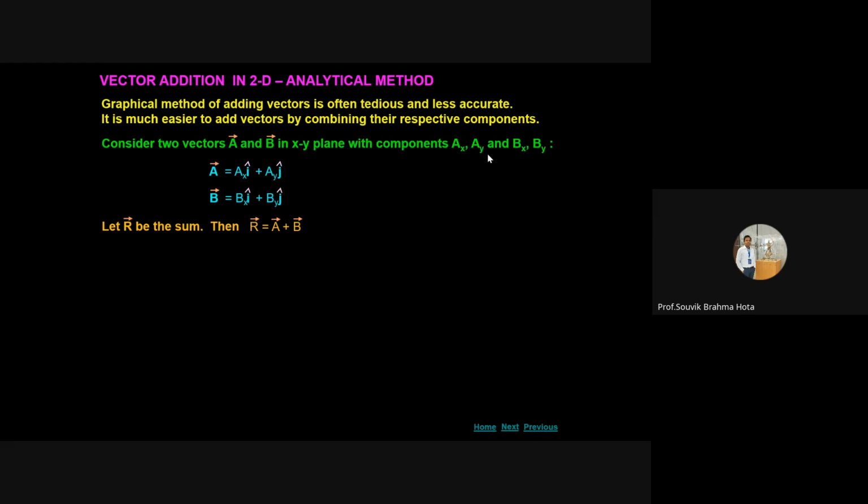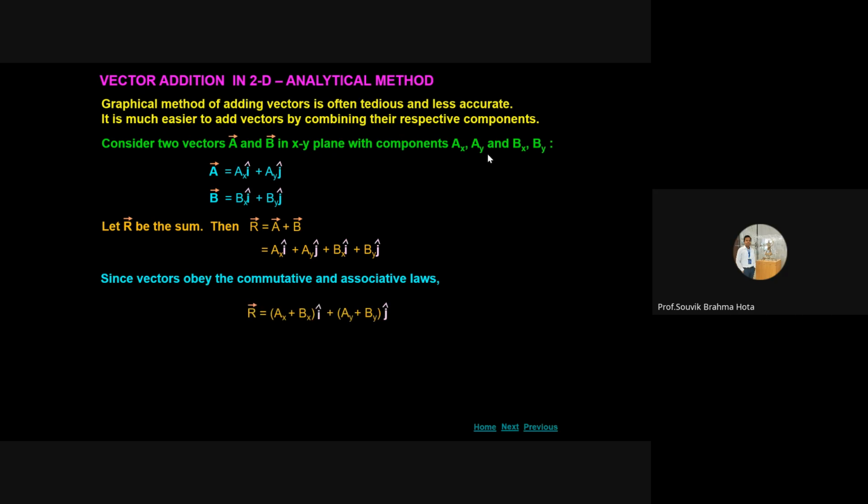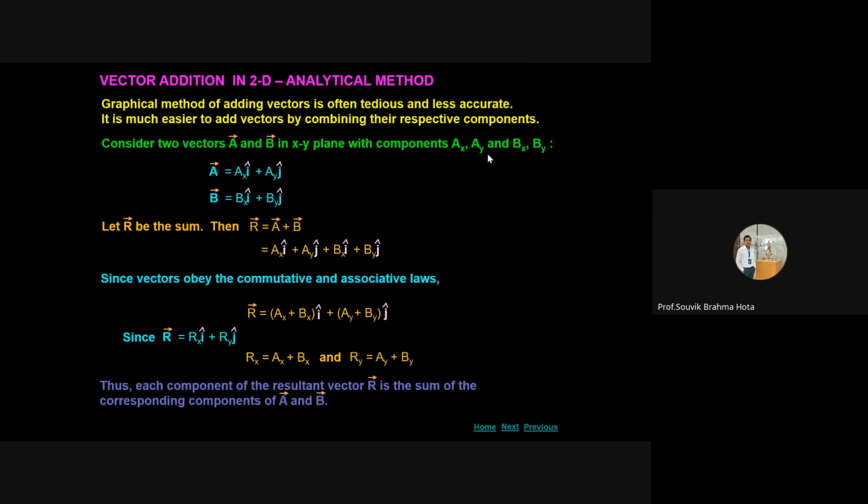Let R be the sum, R is equal to A plus B. Now just add them, since addition is commutative and associative. So R is (ax plus bx) into i, and (ay plus by) into j. Since R is equal to Rxi plus Ryj, we can say Rx is equal to Ax plus Bx, and Ry is equal to Ay plus By. Thus, each component of the resultant vector R is the sum of the corresponding components of A and B.